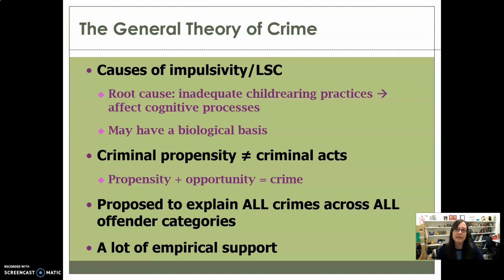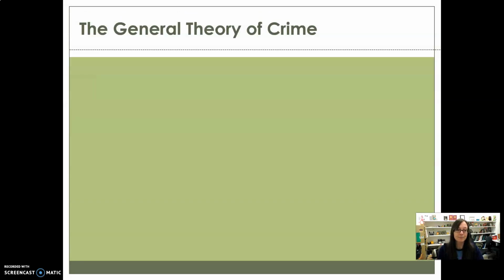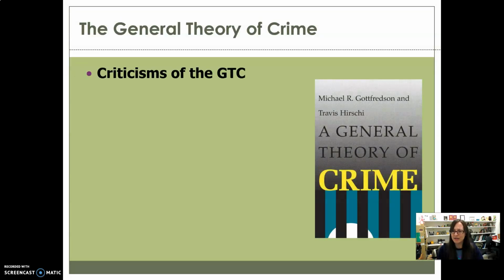Although typically it accounts for some of how we can explain why people commit crimes, but there are other things involved as well. But it has received a lot of empirical support. It's also got a lot of criticisms. This is the General Theory of Crime, that's what the book looks like, and I have it somewhere on my shelf back there. But there are a lot of criticisms.